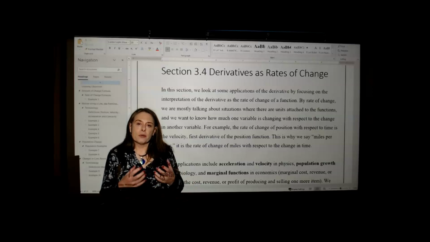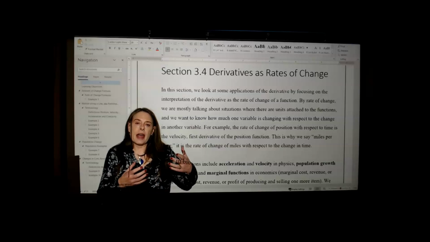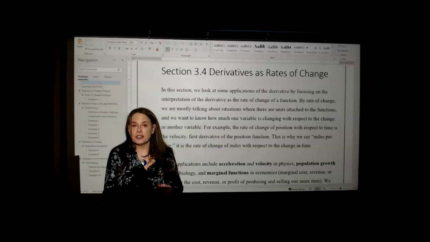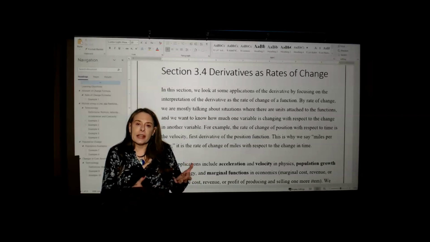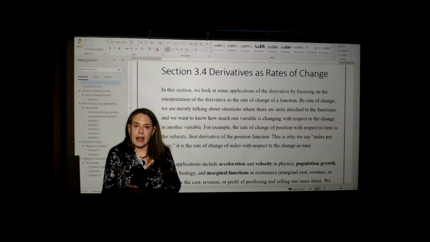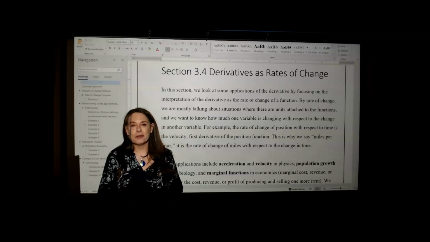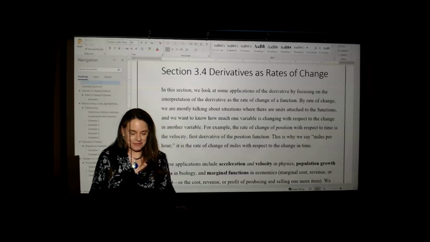When we think about the rate of change, we're thinking about how one variable changes in relationship to another, such as velocity or acceleration. Velocity is often given in miles per hour, meaning the rate of change of the miles, the position, with respect to time, the hour. We're going to be taking a look at quite a few applications, and we'll get to use the rules that we learned in the last section. I'll share my screen with you so we can get started.